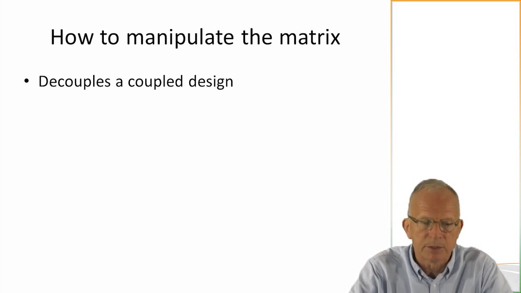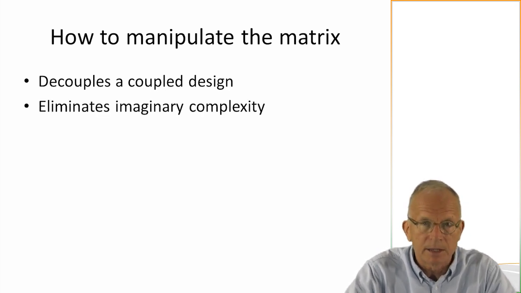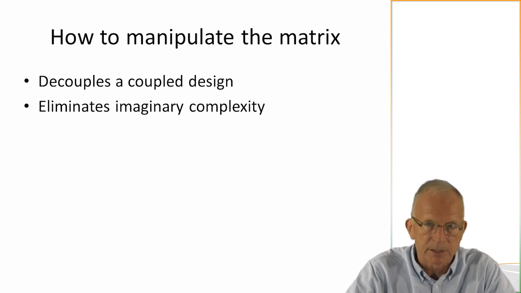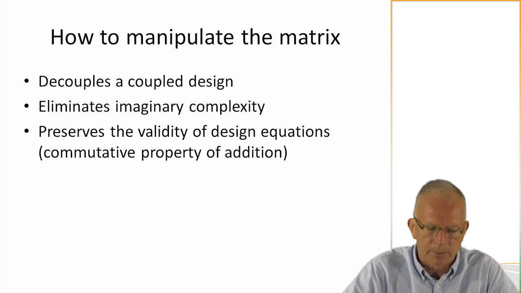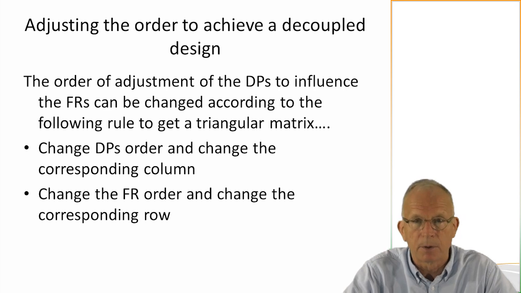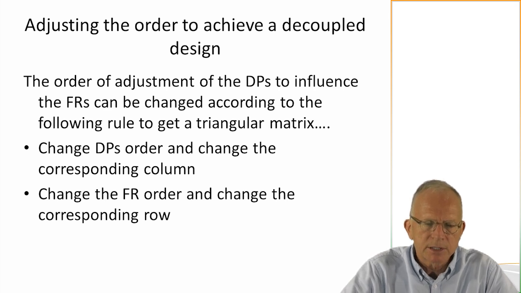Well, this helps us to decouple a quasi-coupled design and eliminate the imaginary complexity that we talked about in the previous module. We do it so that it preserves the validity of the equations, and we're using the commutative property of addition to do that. You might remember that from linear algebra, this kind of manipulation. The commutative property of addition you might remember from junior high school or before. So we are adjusting the order to achieve what we call a decoupled design.